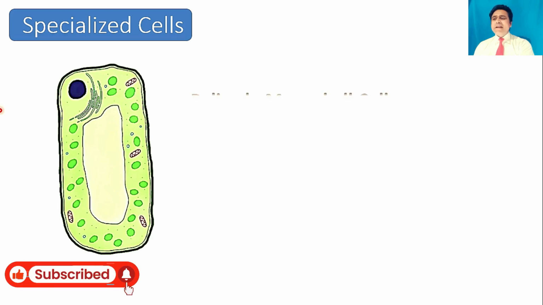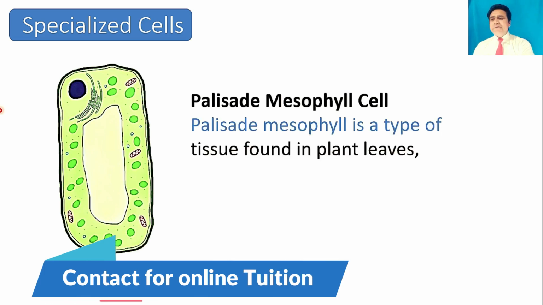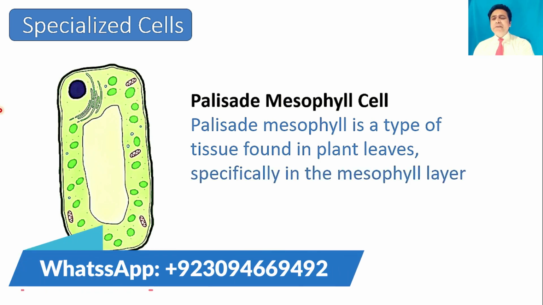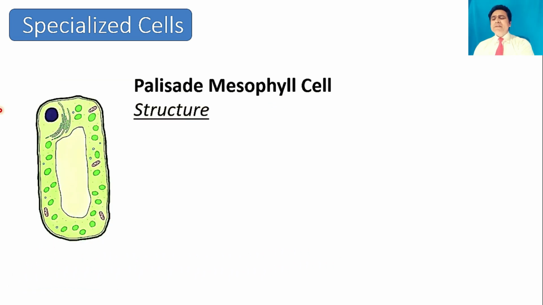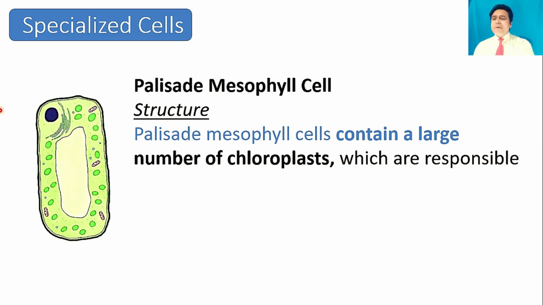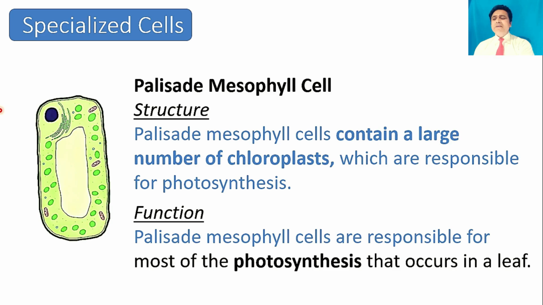This is the palisade mesophyll cell. Palisade mesophyll cell is a type of tissue found in plant leaves, specifically in the mesophyll layer. Structure of palisade mesophyll cell: it contains a large number of chloroplasts, which are responsible for photosynthesis. Palisade mesophyll cells are responsible for most of the photosynthesis that occurs in a leaf.